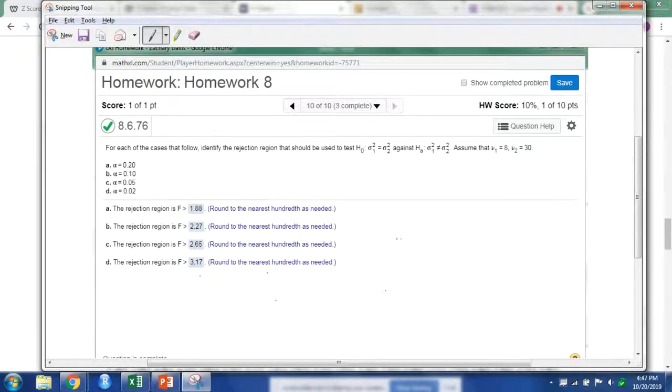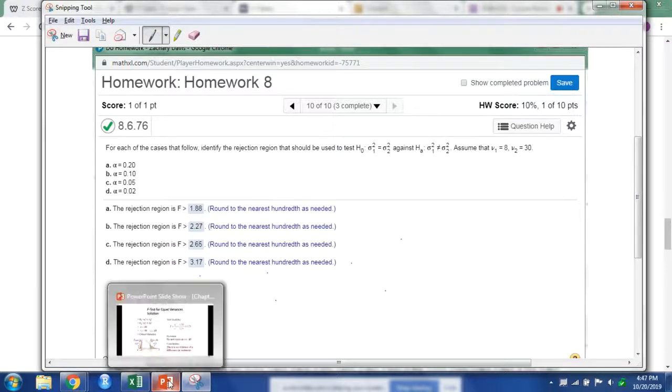Hopefully that helps you learn how to read an F table. In the future, when we actually run analysis of variance, this will all be calculated out for us, but this is just trying to get you to understand where F values come from, and the fundamental knowledge behind the F distribution as it is used for ANOVA, which is what we're building up to. Hopefully this helps you with your homework.